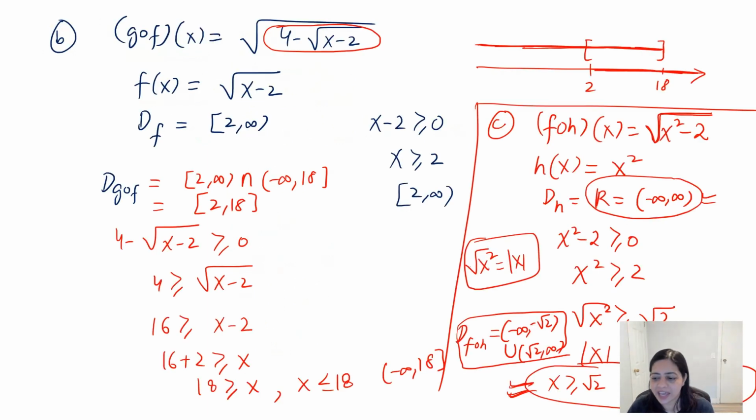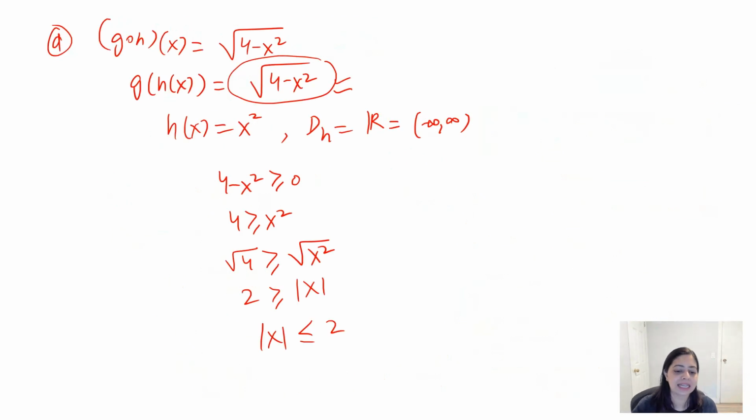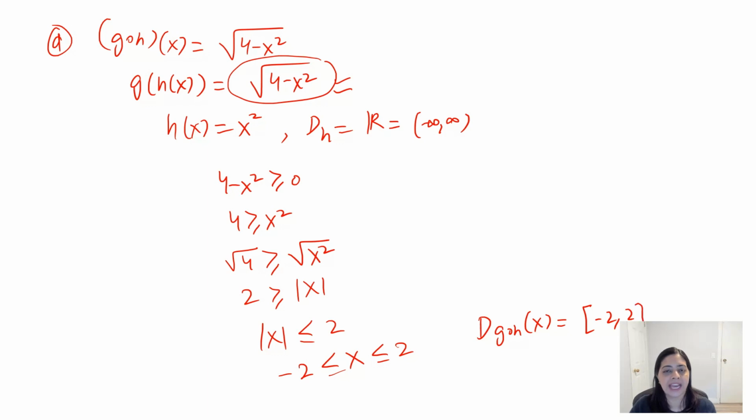This is different from the earlier situation. That was a greater-than absolute value inequality. This is a less-than type absolute value inequality. The answer for this is minus 2 is less than or equal to x is less than or equal to 2. So here your final answer is that the domain of G of H of x is the closed interval negative 2 to 2.